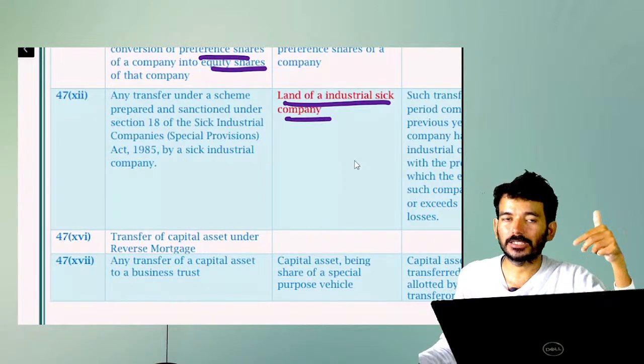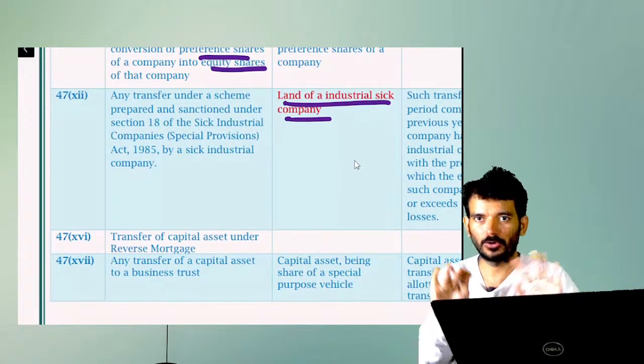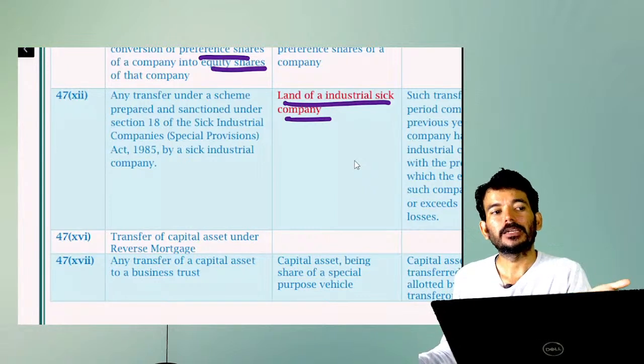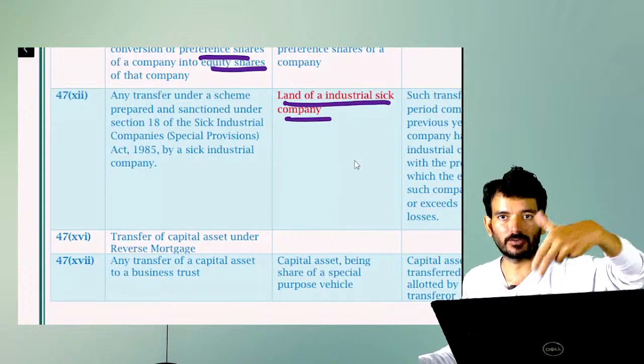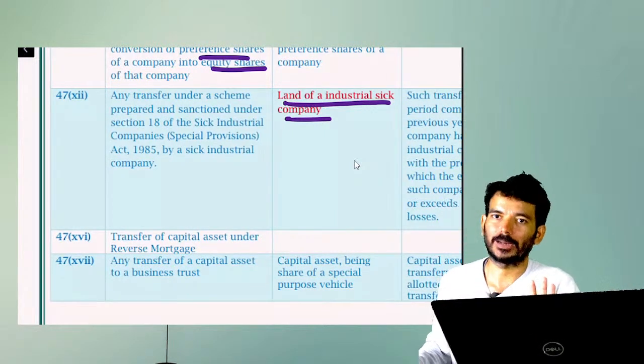So if such SIC industries, which has been declared as a SIC as per the SIC Industrial Act, will not go into that detail. If it is declared as a SIC as per that act, and that industry or the factory is selling some of its assets to survive, then it's not a transfer. Then they need not pay capital gain tax on that.